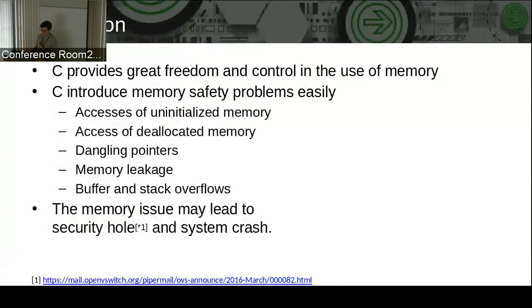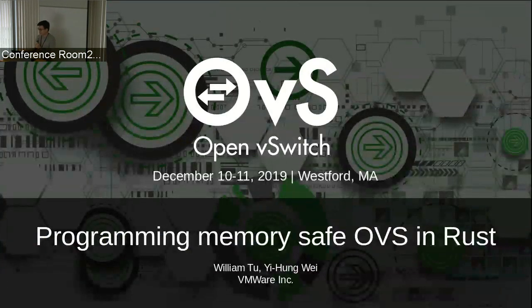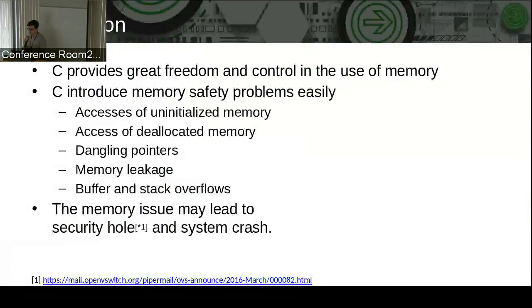Good morning, everyone. Today I would like to talk about how to make OVS more memory safe by using Rust. This is joint work between Ovidiu and I. So we all know that OVS is written in C, and C gives us a lot of freedom of control over the use of memory. But this is a double-edged sword, where it also introduces tons of memory safety issues, such as accessing uninitialized or deallocated memory, dangling pointers, and it can lead to memory leakage, and so on and so forth. And all these memory issues can lead to serious security holes or system crashes.